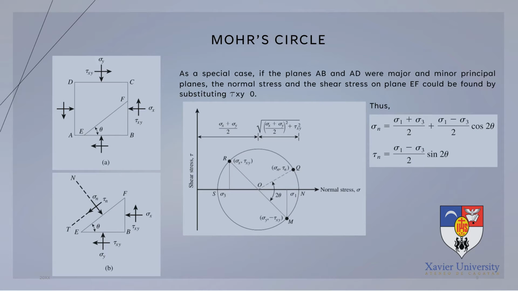So as a special case, where planes AB and AD are major and minor principal planes, the normal stress and the shear stress on plane EF can be found by substituting the shear stress, tau sub xy, equal to 0. Thus, we can come up with this equation. We can use this equation to solve for the normal stress on plane EF, or the abscissa and the ordinate here. We can also use this equation.